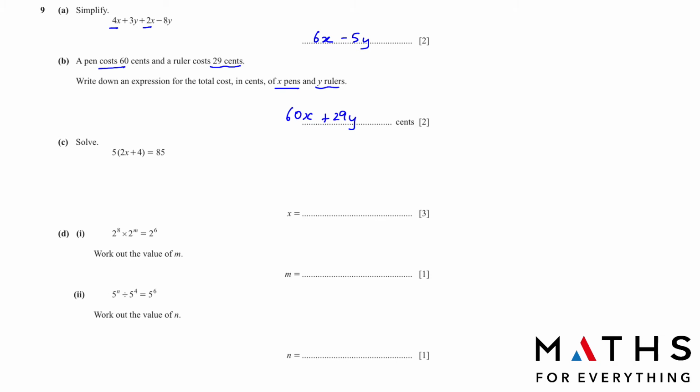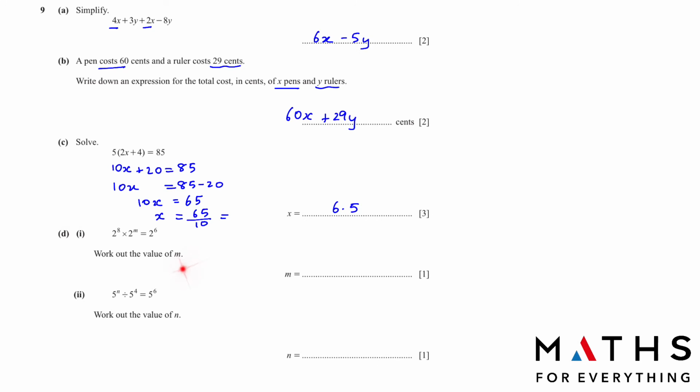Next we have solve 5 bracket 2x plus 4 is equal to 85. We can expand the bracket. 5 multiplied by 2 is 10x. 5 multiplied by 4, 20 is equal to 85. Shift the 20 to the other side. 85 minus 20 will give us 65. So x is equal to 65 divided by 10, which is 6.5.